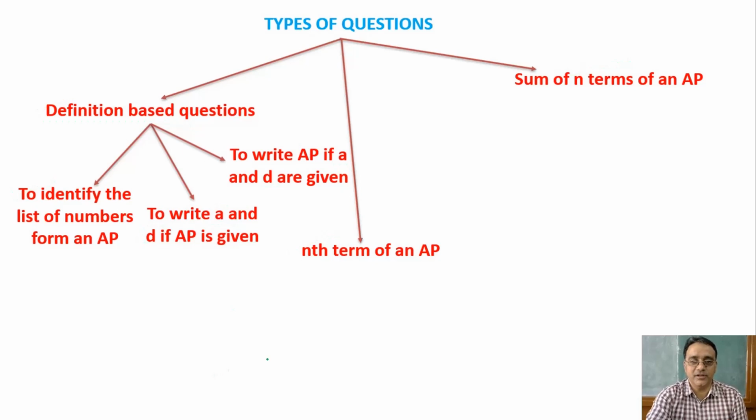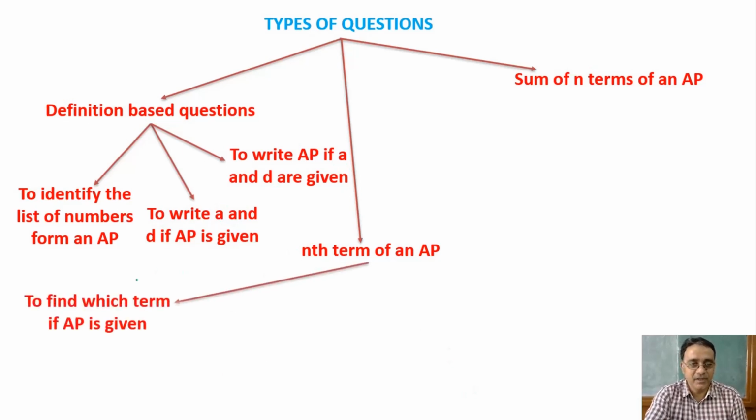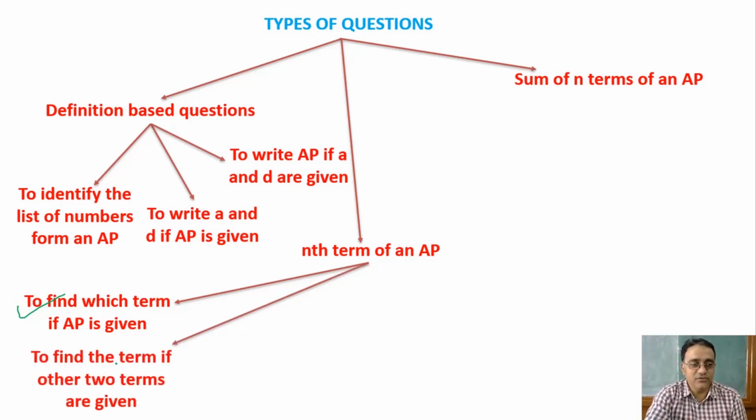Now nth term of an AP, first type of question to find which term. Okay, which term if AP is given. For AP is given, एक 10, 12, 14 ऐसा कुछ एक AP दिया हुआ है 10, 12, 14, 16, 18 and we need to find 100 is which term, like that one question will be there. And second, to find the term if other two terms are given. Suppose 7th term or 10th term is given and you have to find 20th term, like that.